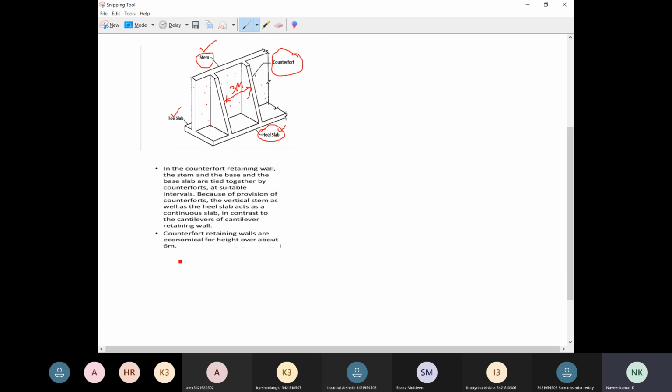If you see here, they have given it as a statement. The counterfort retaining walls are economical for heights over about 6 meters. So if your site needs a height greater than 6 meters, then you can go for the counterfort retaining wall design. So I have said about the counterfort retaining wall.